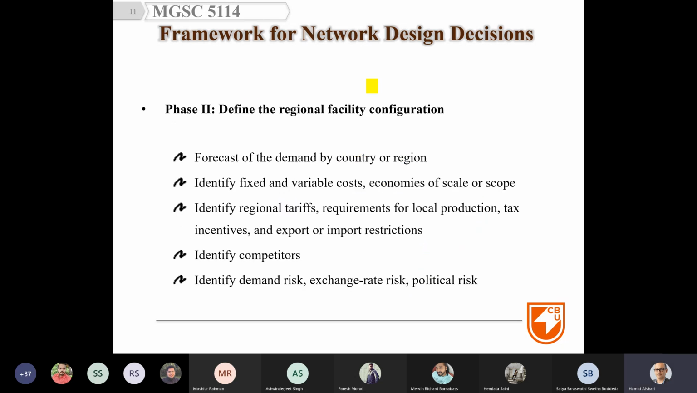Phase number 2, as we already discussed, defines the regional facility configurations. We should forecast demand by country or region. How do you see the demand for your products in a new country or region? Identify fixed and variable cost, economies of scale, and economies of scope. Who knows what economies of scale means?